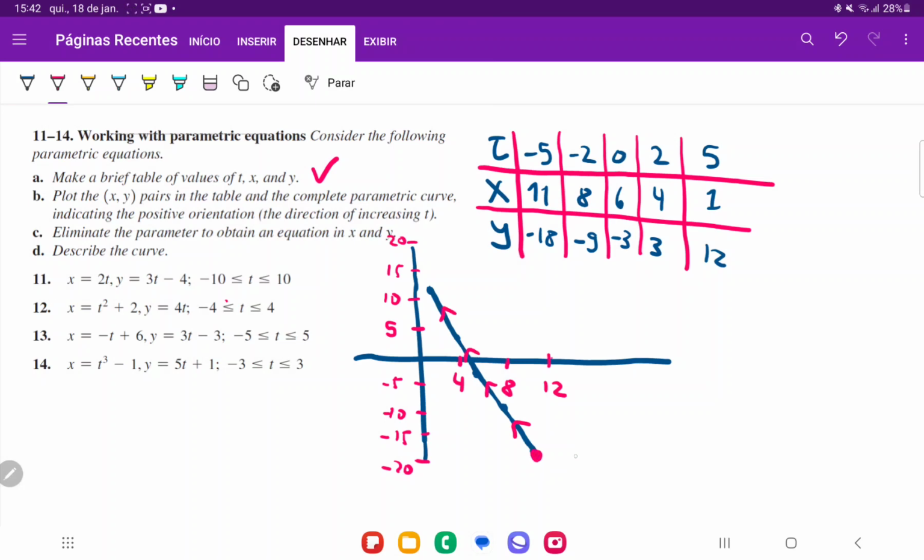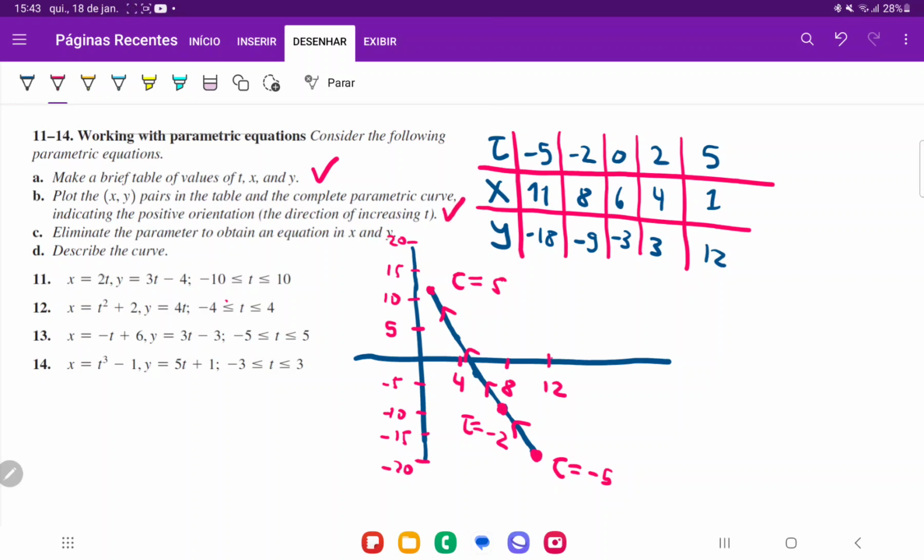So we begin at this point, which is when t is equal to -5. This is when t is equal to -2. This is when t is equal to 5. So that's it. We've drawn the curve, and we've drawn the direction of the curve, so we can mark it complete.